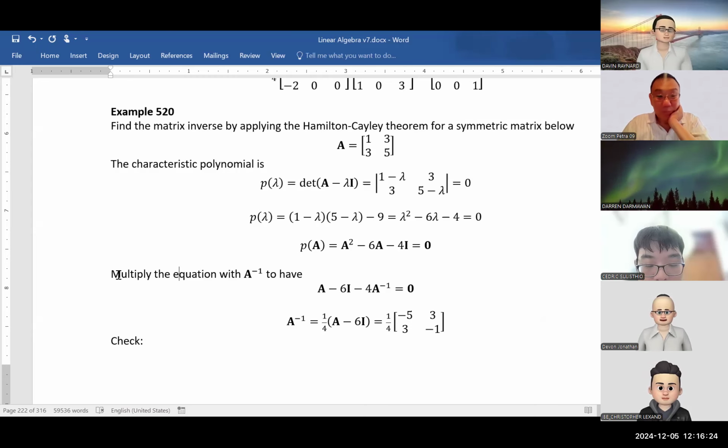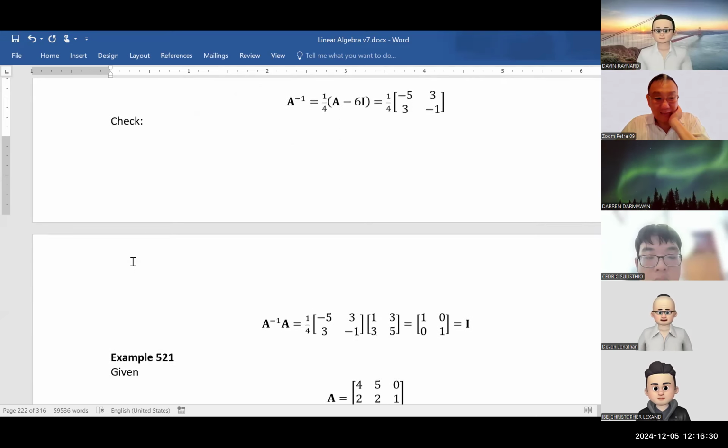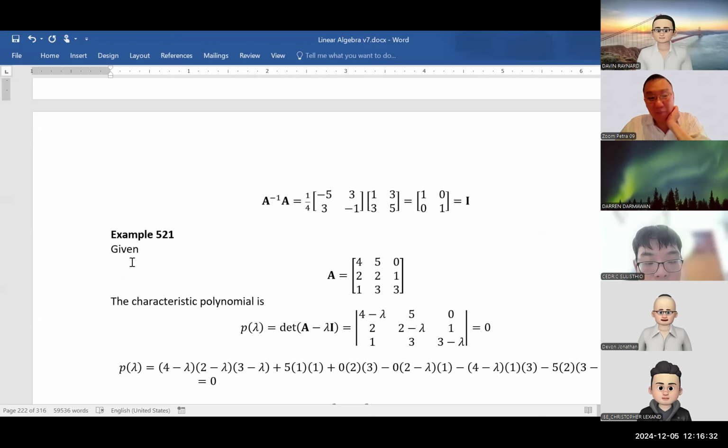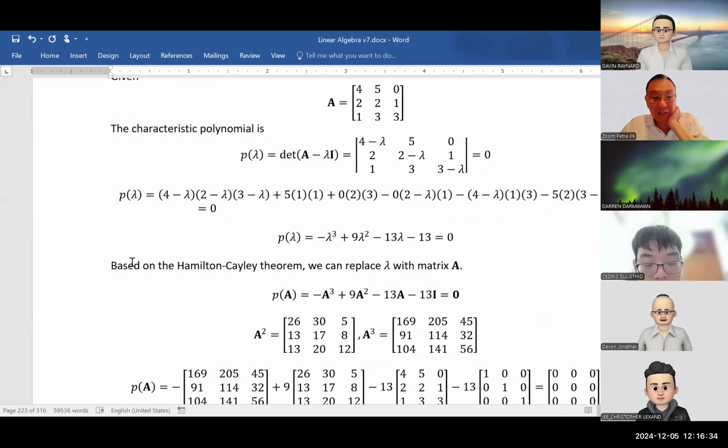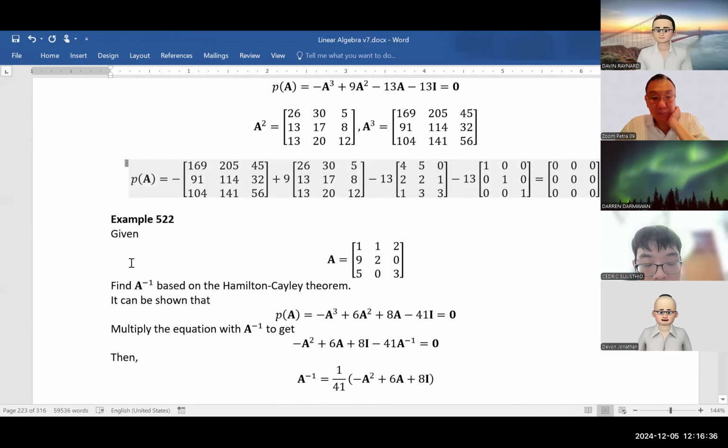So you do real algebra here. Is this clear or not? These are the same, another example only, just repetition.